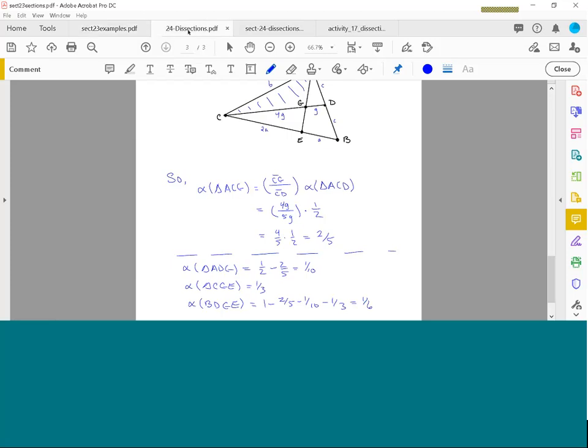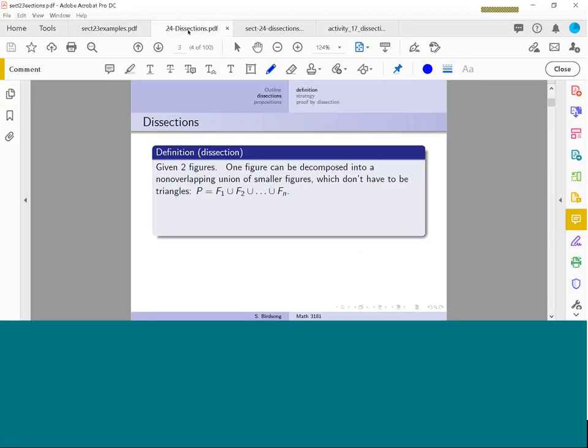So with dissections, the first thing is, what is a dissection? It turns out a dissection is almost exactly the same as saying two figures are equidecomposable. Remember, equidecomposable meant you could cut up one figure into a bunch of triangles, reassemble the triangles, and get the second newer figure. Here's the difference.